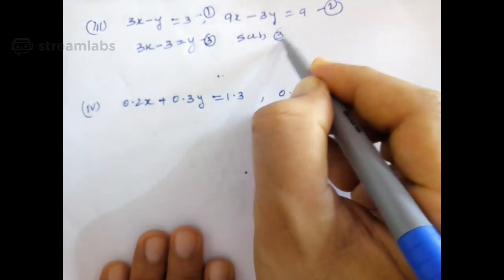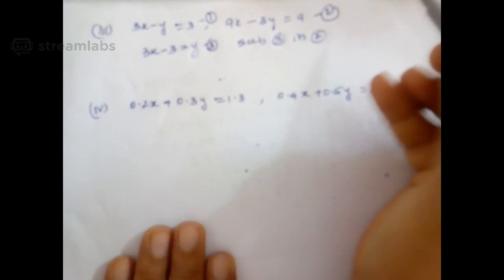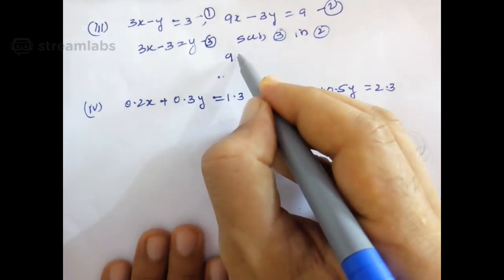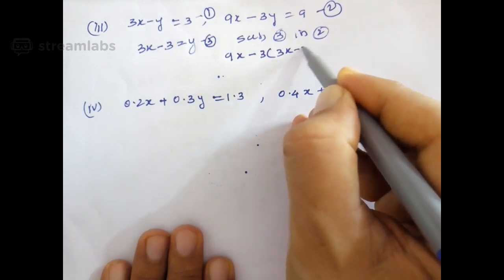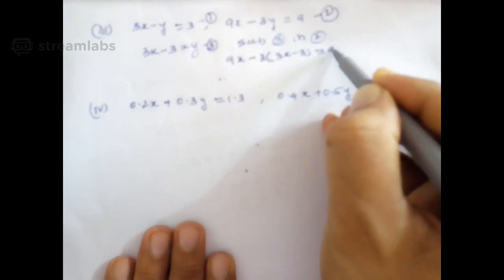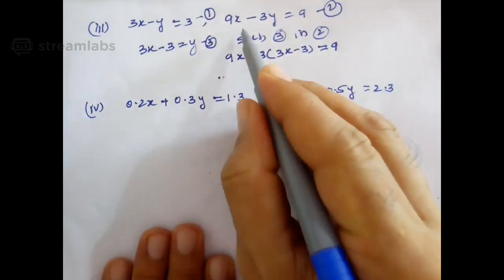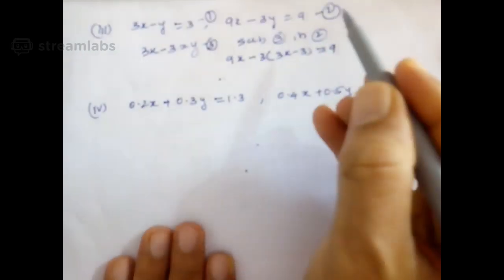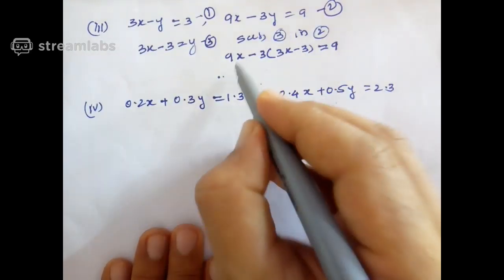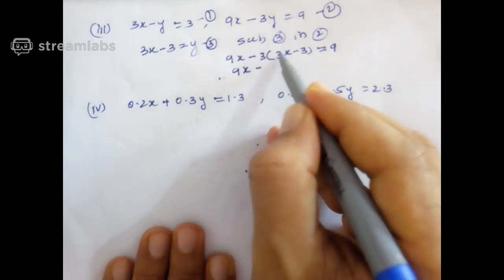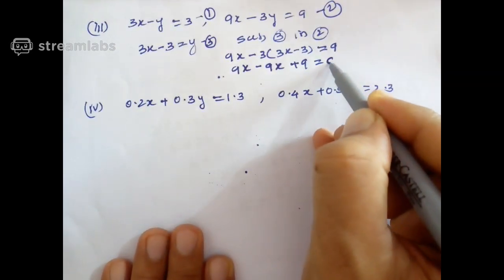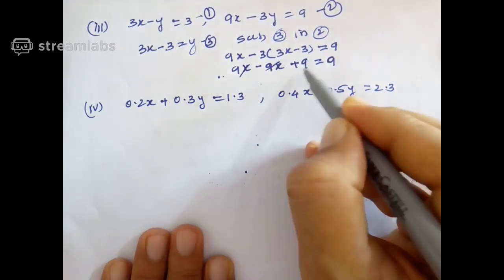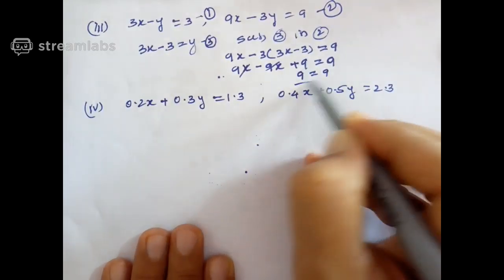Substitute 3 in 2. What you will get? 9 into x minus 3 into (3x minus 3) is equal to 9. 9x minus 3, in place of y, 3x minus 3. That is 9x minus 3 times 3, 9x plus 9 is equal to 9. So 9x, 9x get cancelled. 9 is equal to 9.